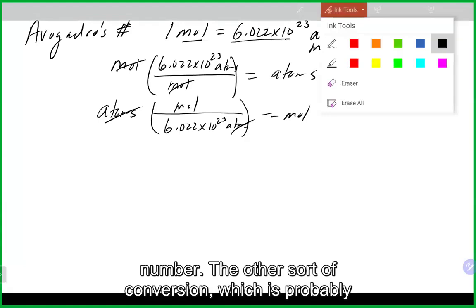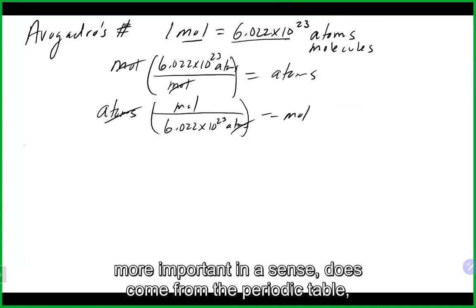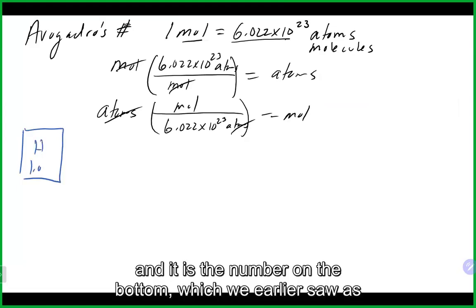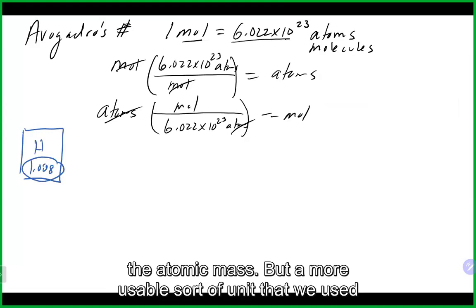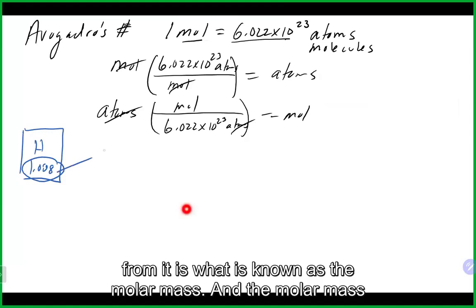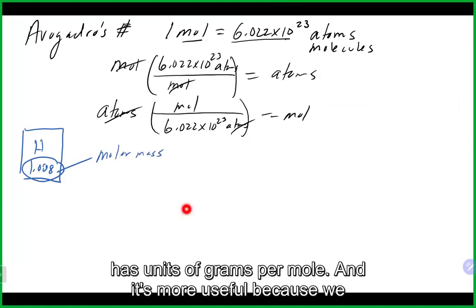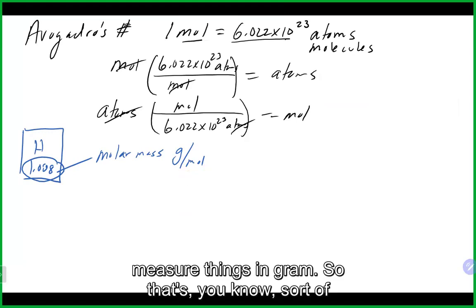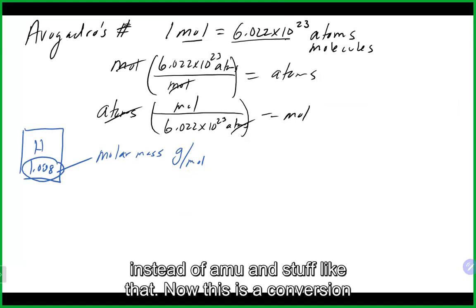The other conversion, which is probably more important in a sense, does come from the periodic table. It is the number on the bottom, which we earlier saw as the atomic mass, but a more usable unit that we get from it is what is known as the molar mass. The molar mass has units of grams per mole, and it's more useful because we measure things in grams, instead of AMU.